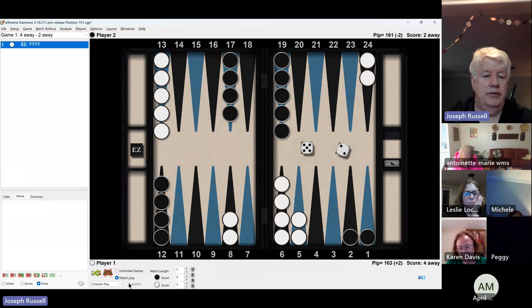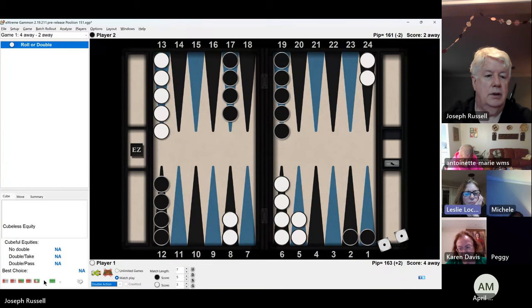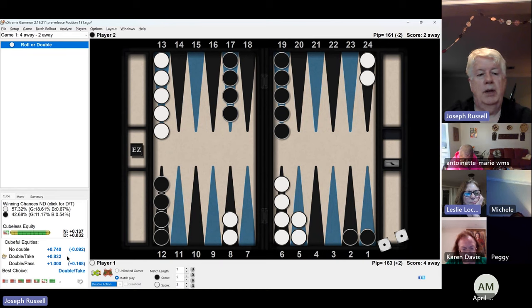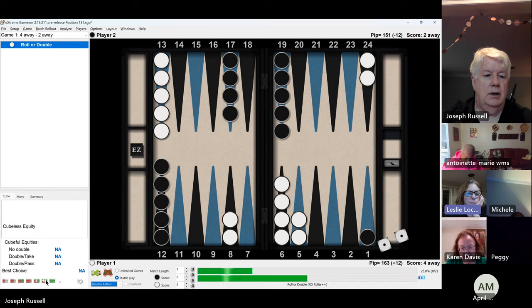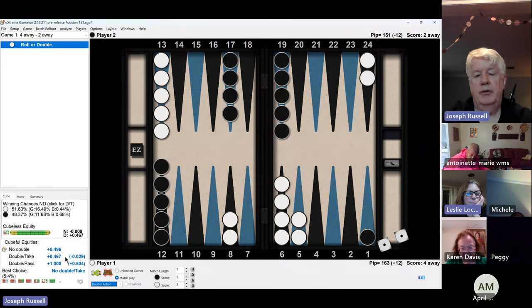And this is a solid double. I'll show you this right here. This is a double, 0.83. It's a blunder to not double this. Okay, now if they roll like 6-5, then it's not a double. So it's not as soon as you make an inner board point.